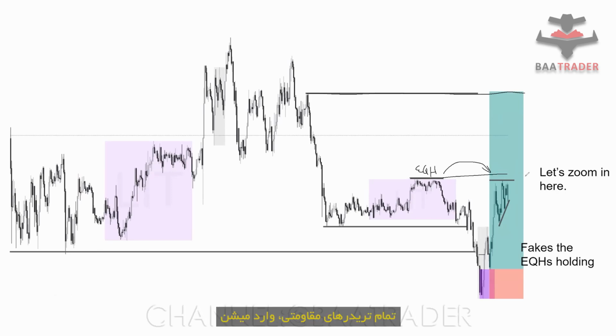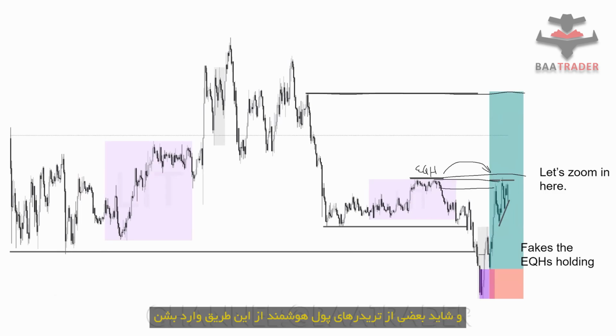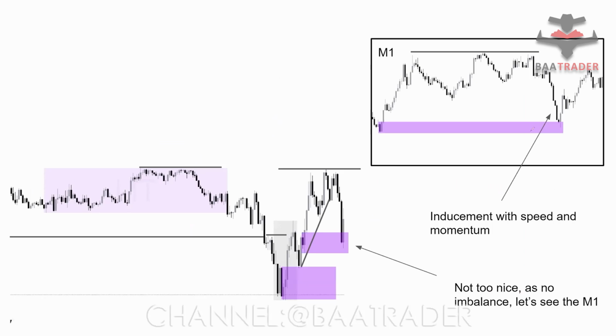All of the resistance traders hopping in, all of the pattern traders, you know, double top. Oh yeah, it holds, it holds. Maybe even some smart money traders jumping in through that. That's our extreme. Oh yeah, it holds. So let's see. We're also bringing in trend traders. So what do we think could happen next?